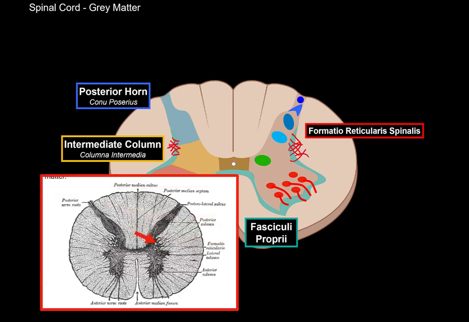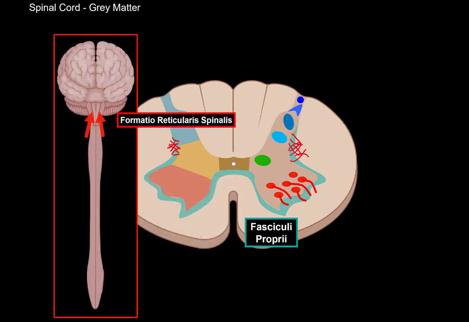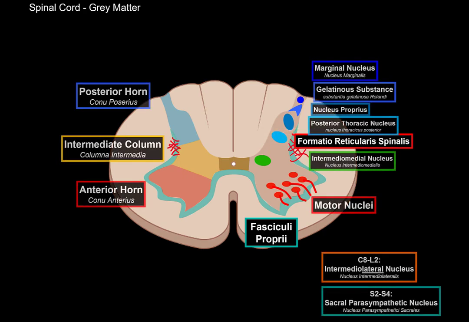And here's maybe a better representation of the spinal reticular formation. And again, it goes upwards into the brainstem. So that was all for the gray matter of the spinal cord. Now let's do the white matter.